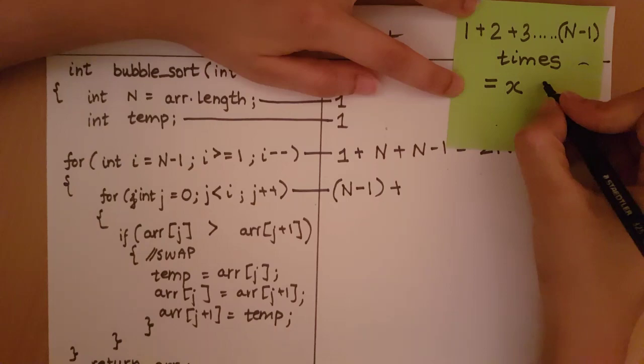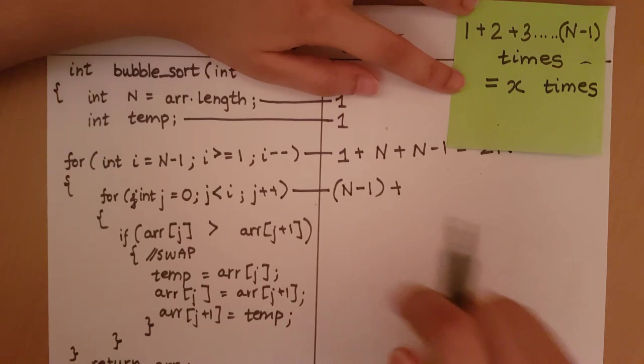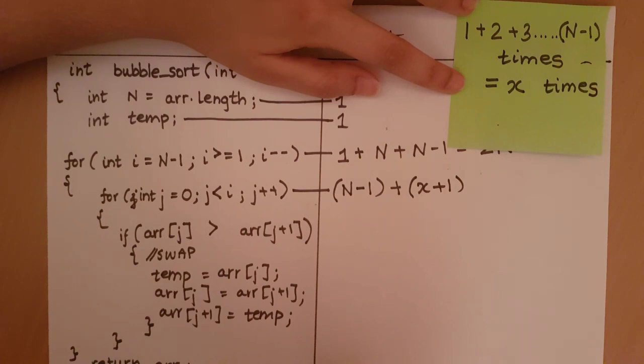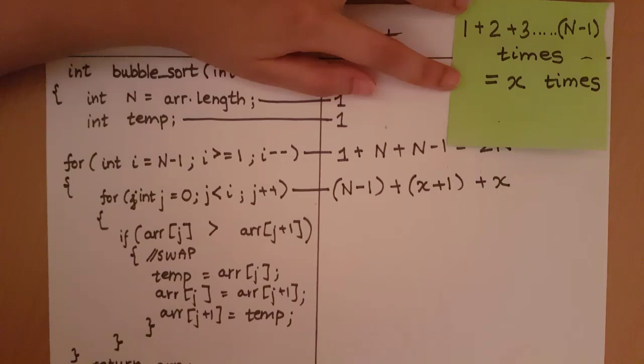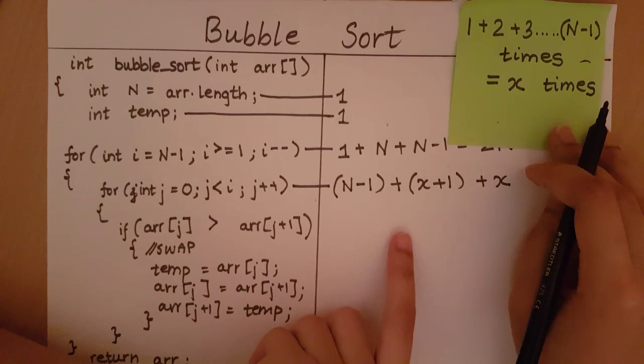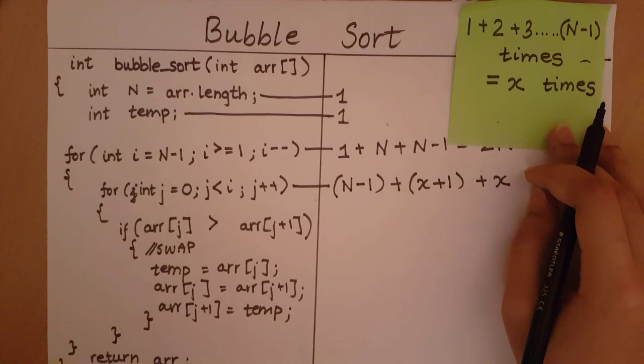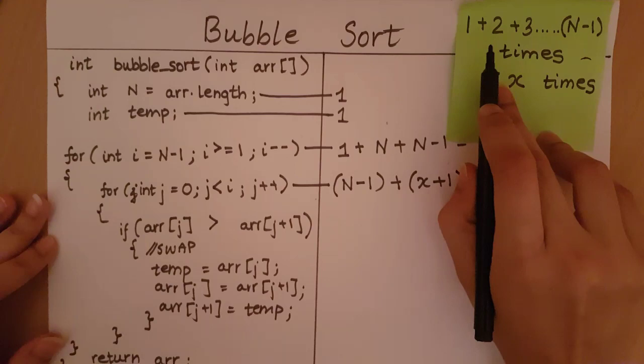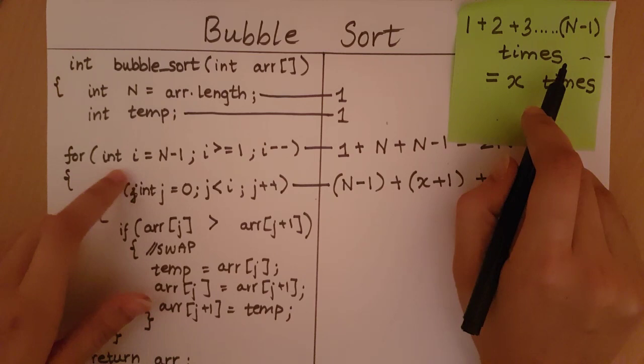So what is the number of times the condition will execute? x plus 1 times. What is the number of times the increment will execute? x times, because increment executes as many times as the loop executes. Now the question may arise, why am I not multiplying x plus 1 with n minus 1, or the number of times the outer loop is executing? This is because when we say x is equal to once and then twice and then thrice till n minus 1, we are including all the cases of the I loop.